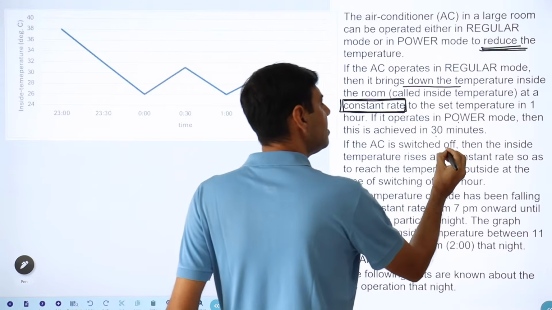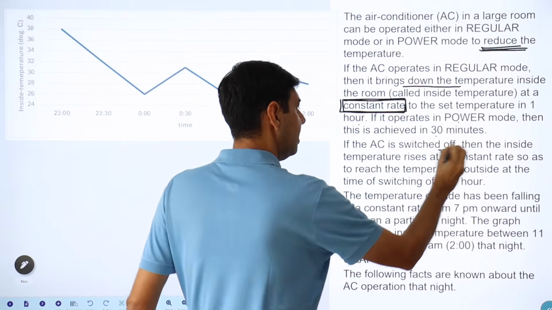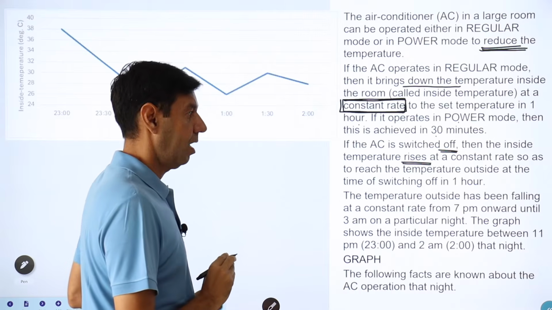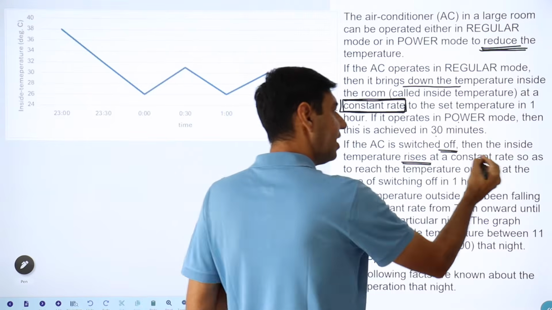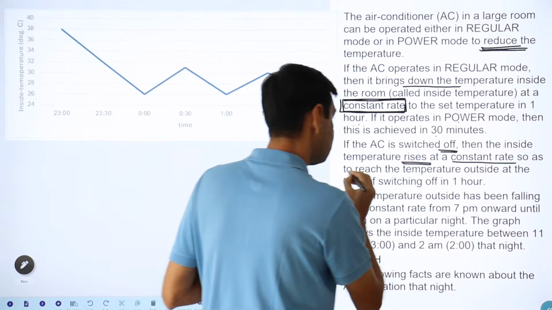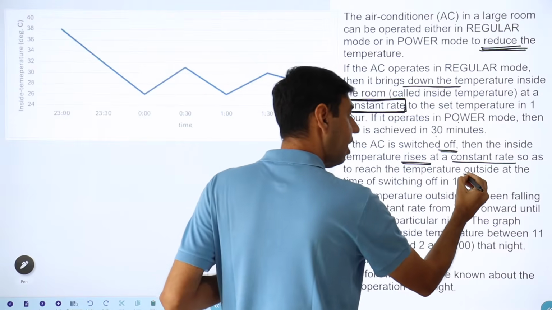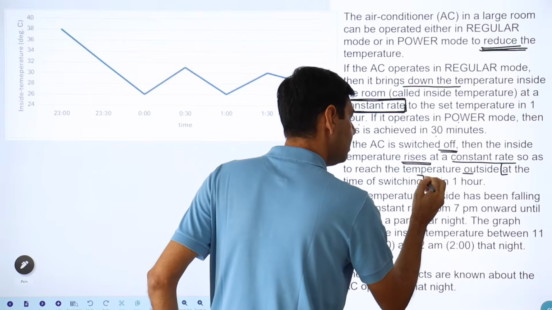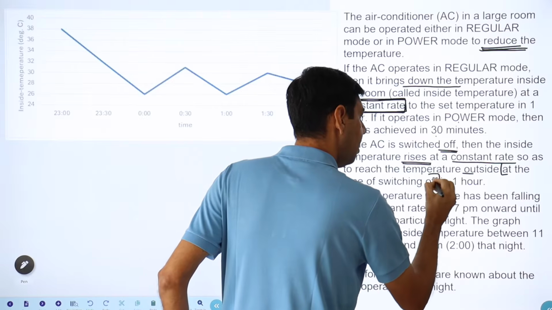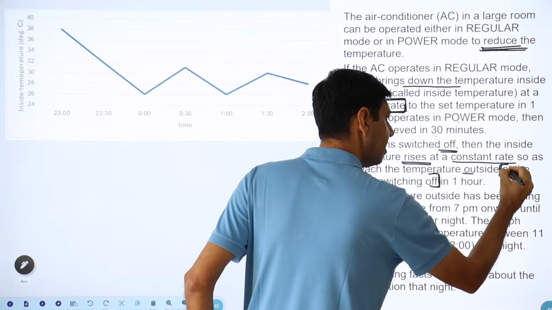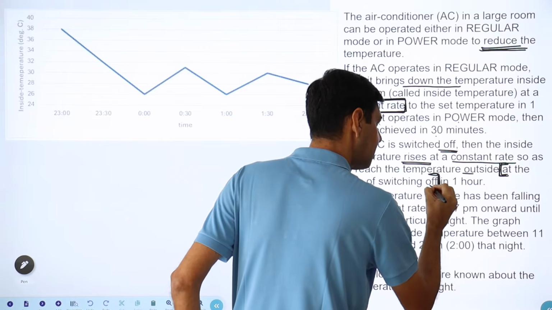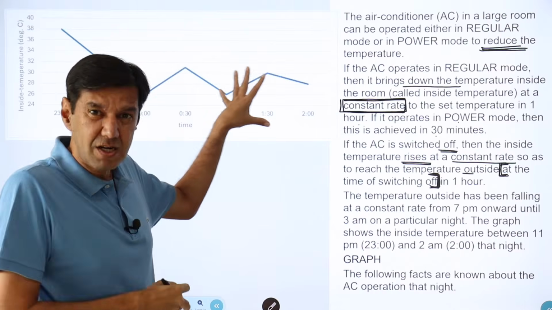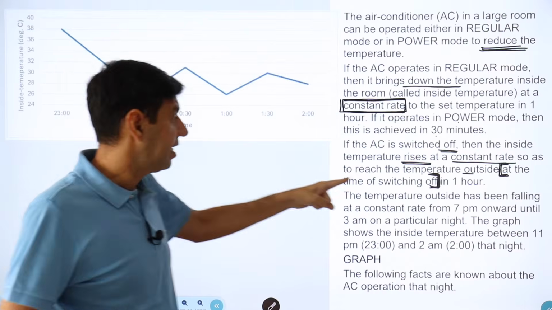Now, if the AC is switched off, then the inside temperature rises at a constant rate, again a constant rate, so as to reach the outside temperature at the time of switching off. Now this is very important. When I was struggling in the set, I had missed out this point and I was caught off guard, and a contradiction was happening until the time I realized this.